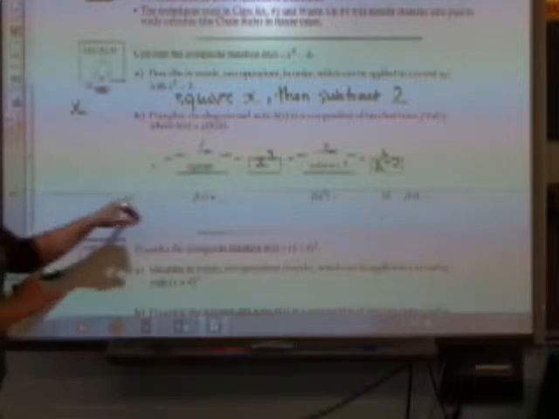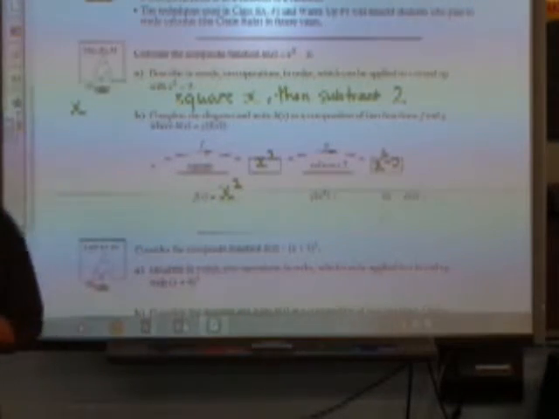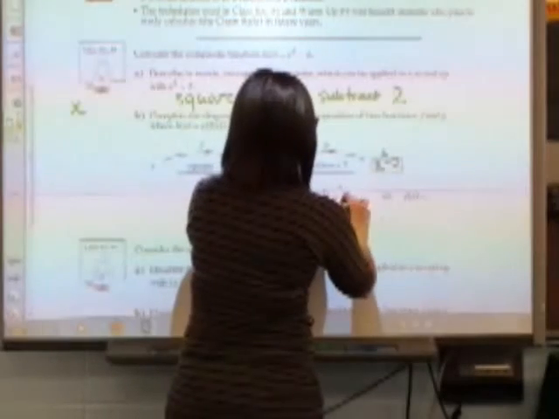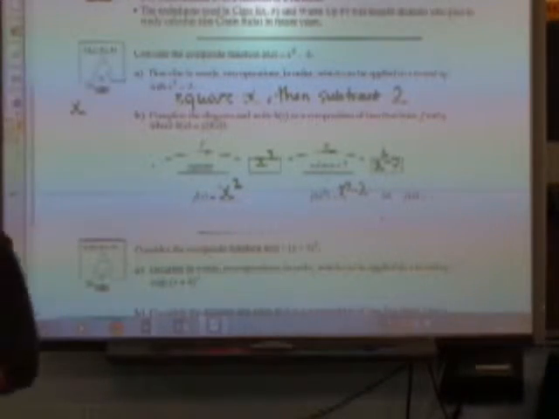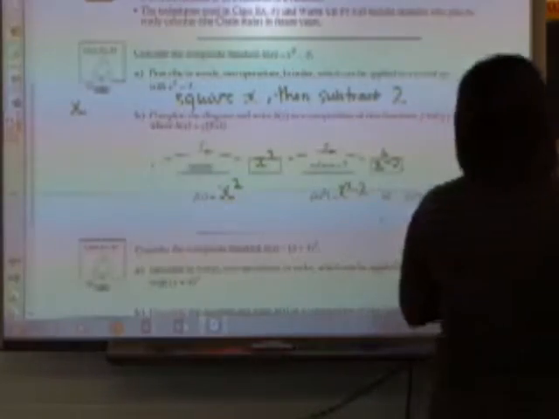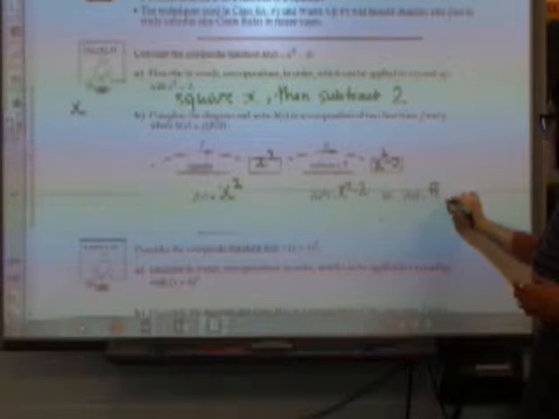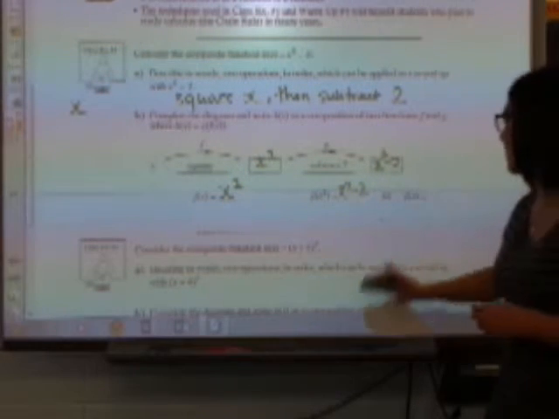So if I'm talking about f of x and I'm squaring it, there's my x squared. And g of x squared becomes x squared minus 2. So g of x, remember this x squared was f of x. So g of x would equal f of x minus 2. Well, that kind of makes a circular argument. Sorry.